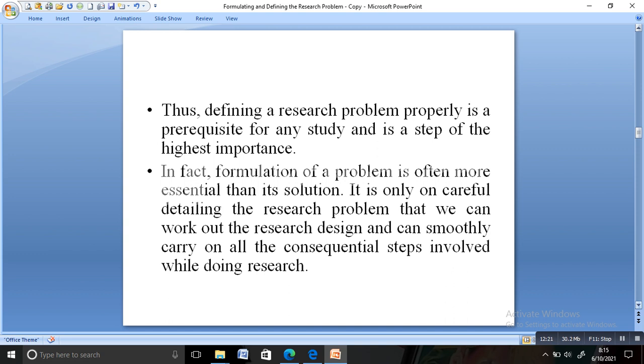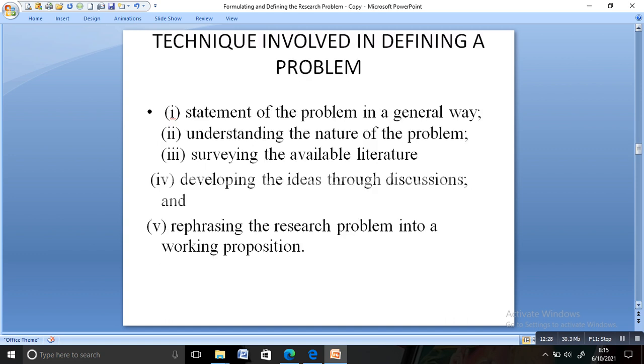So what are the techniques involved in defining a problem? There are certain techniques involved in defining a problem. The various techniques are: first, stating the problem in a general way. Second, understanding the nature of the problem. Next, survey the available literature. Next, you have to develop the idea through discussion and rephrase the research problem into a working proposition.